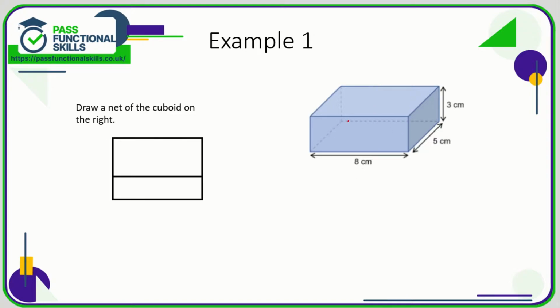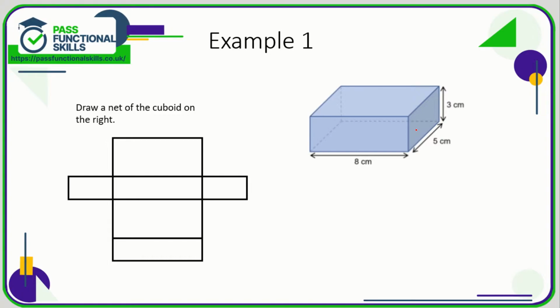And as we fold this out, we are now going to have the base, which is another 8 by 5, and then we're going to have the back, which is another 8 by 3. So all we've taken care of is the 1, 2, 3, 4 rectangles. Now we just need to put the sides on somewhere. So these sides are 5 by 3, so we can stick one on the left hand side and we can stick one on the right hand side.